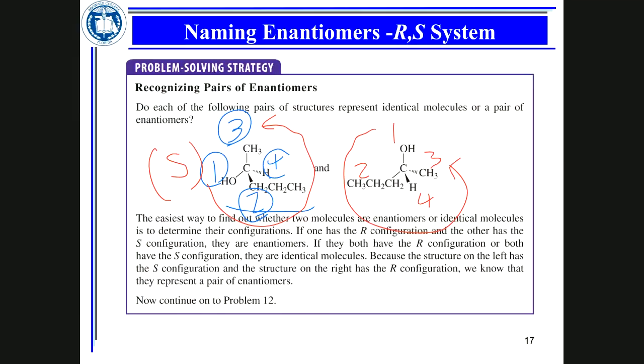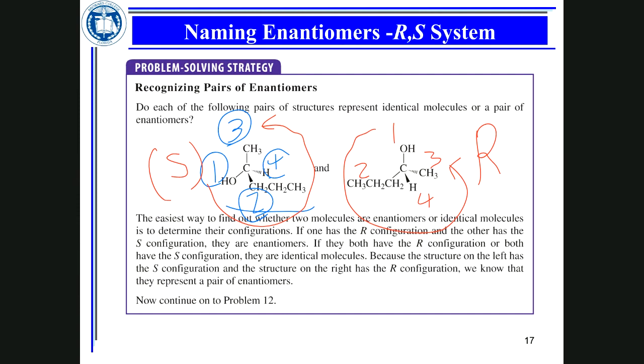If the hydrogen was going away from you, counterclockwise would have been S. Since hydrogen is coming toward you, you have to assign oppositely. Hydrogen is coming toward you, so counterclockwise is going to be R.